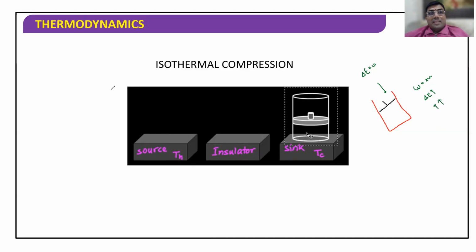But the system is isothermal. Isothermal compression means the temperature should be constant. So you throw the heat out, whatever excess heat is there. Are you following? Why are you throwing the heat? To maintain the temperature constant. So Q2 is thrown out.